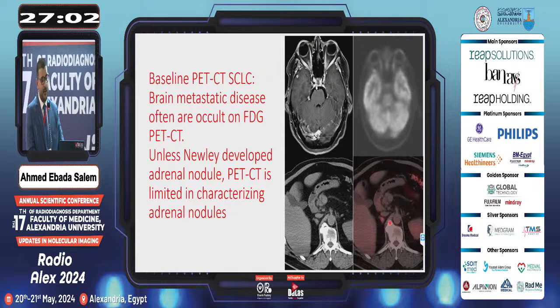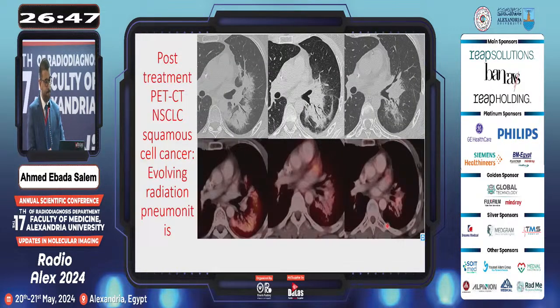This patient also had an adrenal nodule. If this is the baseline, I would not be able to decisively say it's an adrenal metastasis. But if this developed over the course of the therapy, I can suggest that it's an adrenal metastasis. This ended up being an adrenal metastasis.